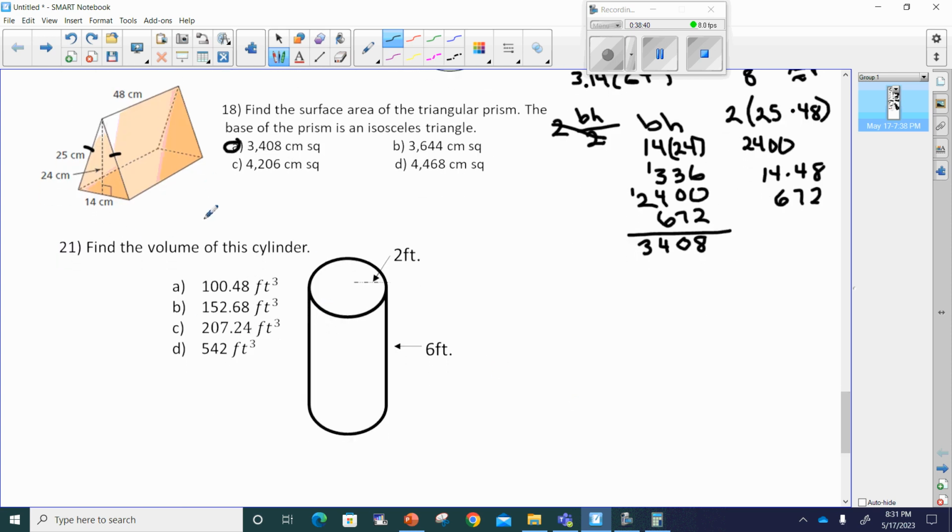It says find the volume of the cylinder. The volume formula is volume equals big B times H. And I know that big B is the formula of a circle, pi r squared. Okay, then we're multiplying by H. I know what pi is, 3.14. And I know the radius right here is 2. And I know the height is 6.